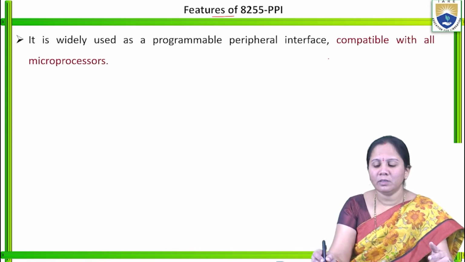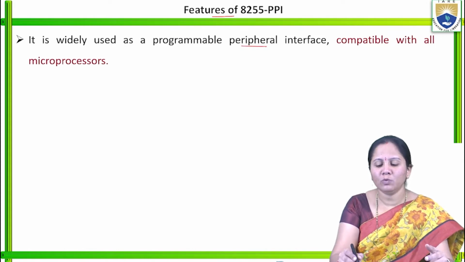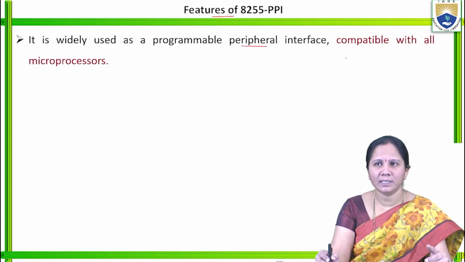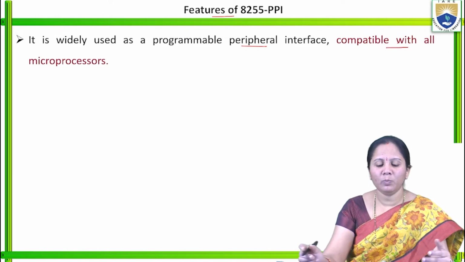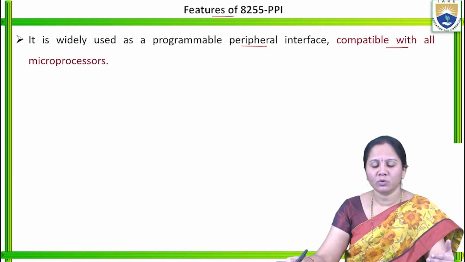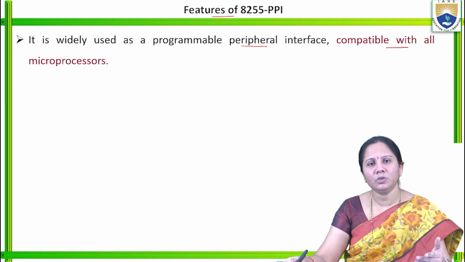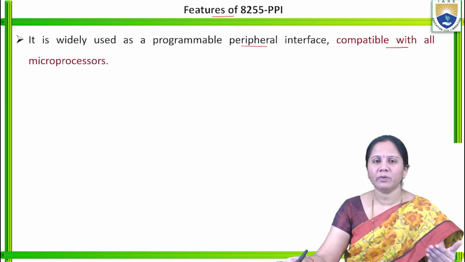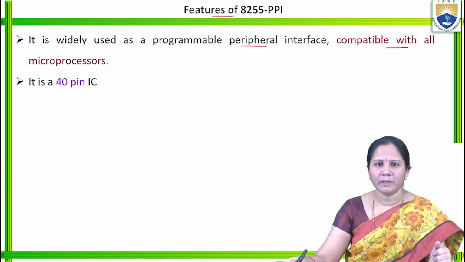So, here are the main features. It is the most widely used programmable peripheral IC, and it is compatible with different microprocessors. You can use this 8255 with 8086. We can use 8255 to interface with 8085. So, this 8255 IC is compatible with different microprocessors.